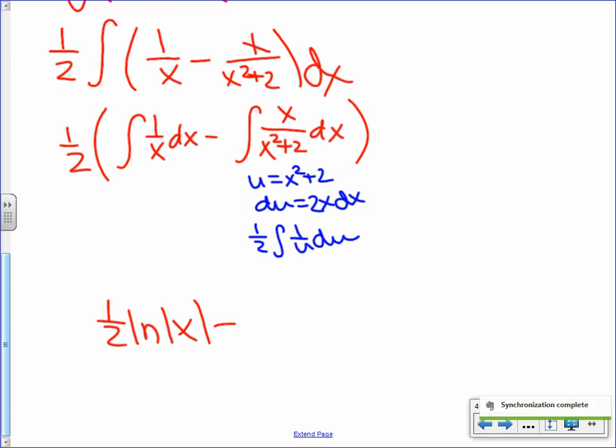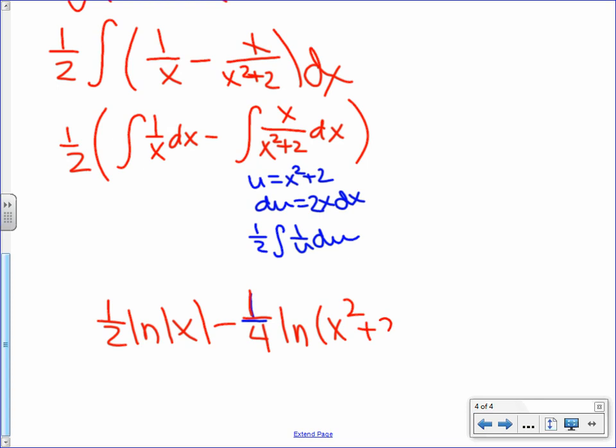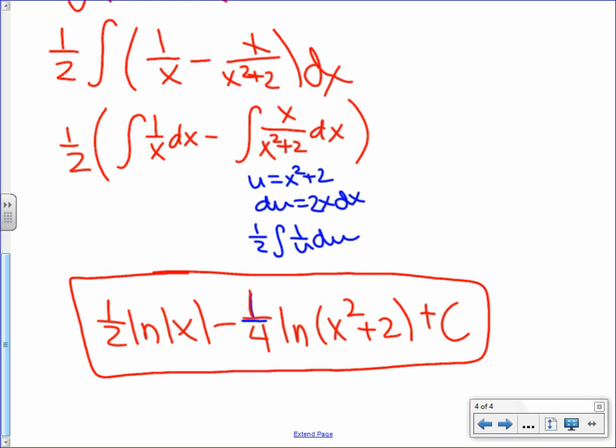So we have minus 1/4 the natural log. Why did I put it in parentheses instead of absolute value? Because it can't be negative. x squared plus 2 is always positive, so it doesn't matter. But it is generally still correct either way.